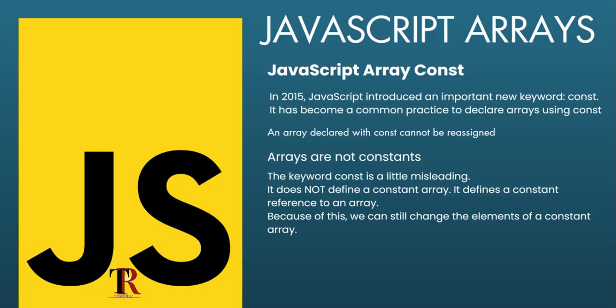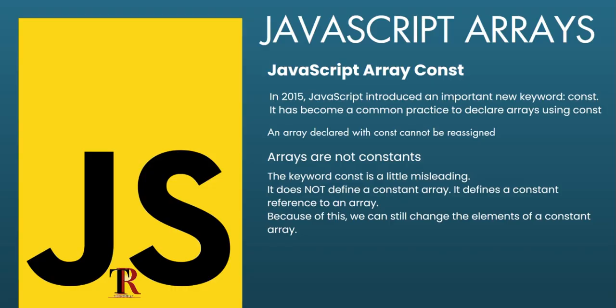Now, take a look at something very important with the use of the const keyword. An array declared with const cannot be reassigned. You see, when you declare your arrays with var, you can mistakenly reassign because the var keyword works globally. That can actually give you unexpected or inconsistent results in the output of your code. That is why const is the common practice, because when you declare a variable with const, you cannot reassign a variable like that.